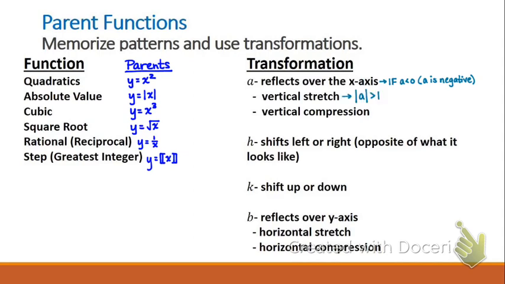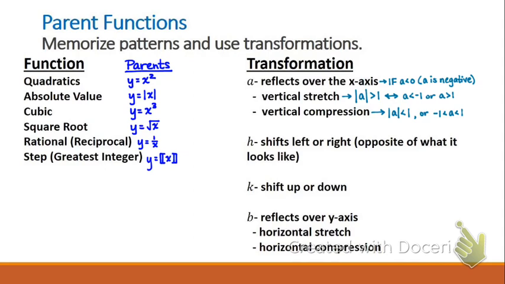A will vertically stretch our graph if the absolute value of A is bigger than 1. So if our A value is farther away from 0 than 1, then it's going to be a vertical stretch. So this includes numbers that are smaller than negative 1 or greater than positive 1. We're going to get a vertical compression when the absolute value of A is less than 1, or when A is between negative 1 and positive 1. If our A value is exactly 1, there will be no transformation that happens because of A.